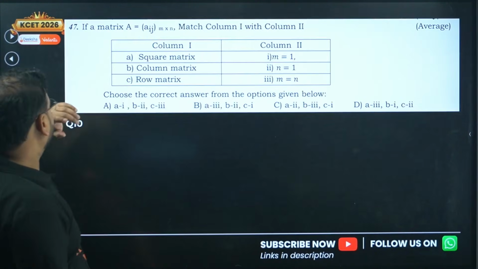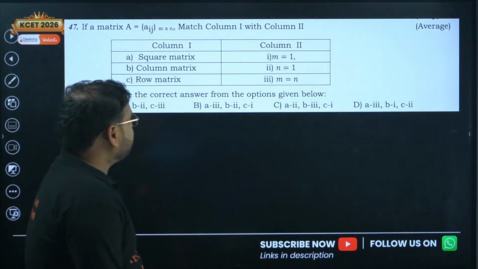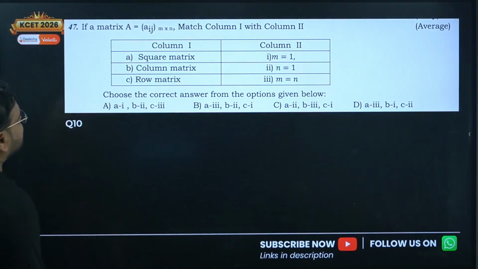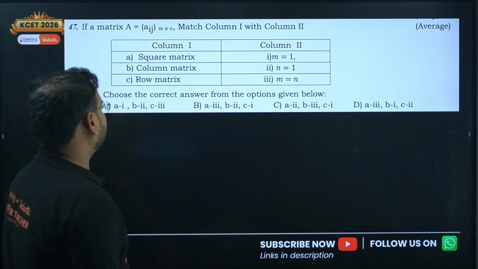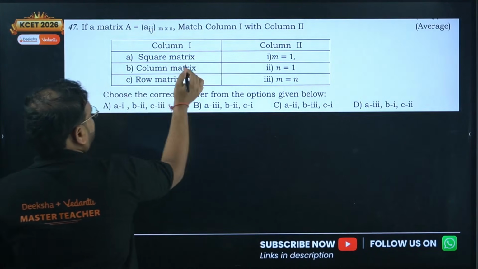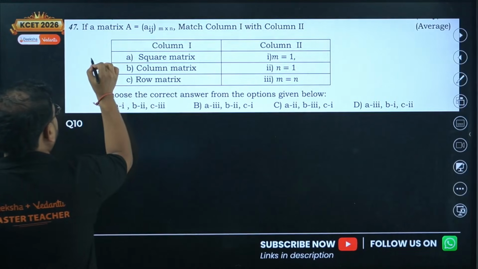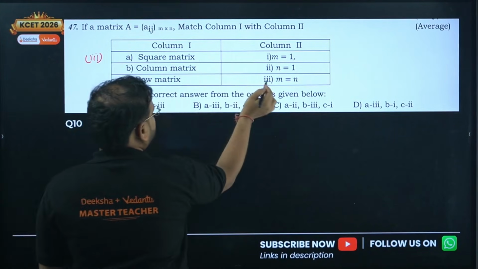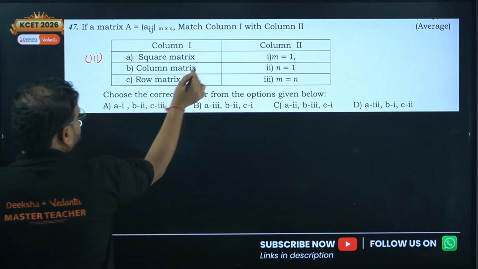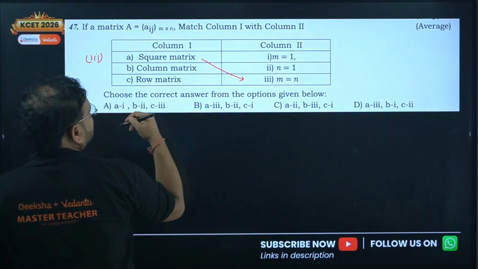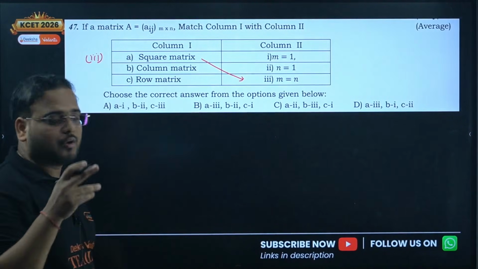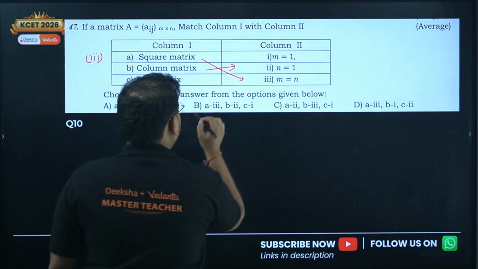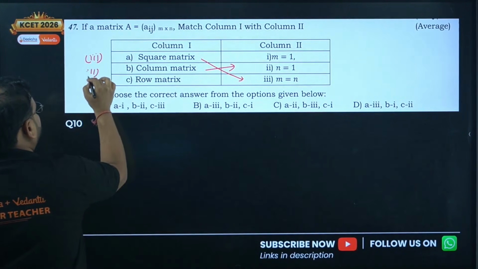Next, 10th one. If a matrix is given like this, Aij is m cross n, match column 1 with column 2. Square matrix, when m is equal to n, so option A is the third one. When m is equal to n, okay. Column matrix, when the number of columns is 1, right? So n is 1. So this is going to be 2.